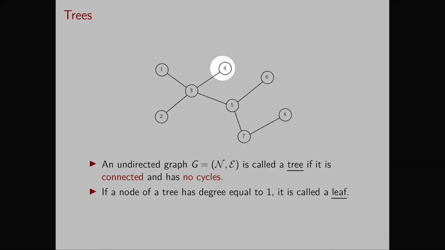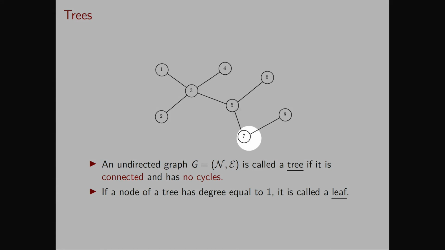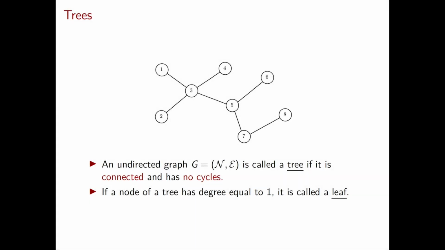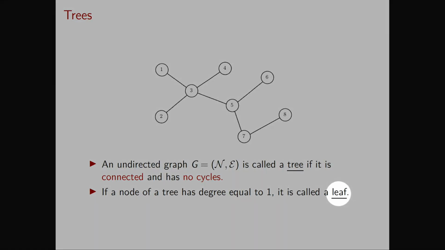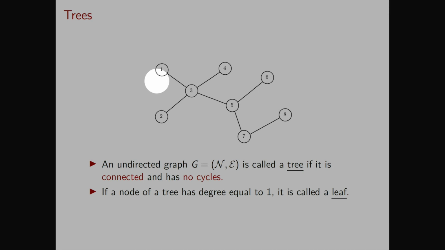For example, pick node 4 and node 8. Then a path from 4 to 8 is given by 4, 3, 5, 7, and 8. Of course, you should check that a path exists among every pair of nodes. It's also fairly clear from the picture that this example contains no cycles. A special type of nodes in trees is given by leaves. A leaf is defined as a node that has degree equal to 1. In our example, the leaves are the nodes 1, 2, 4, 6, and 8.